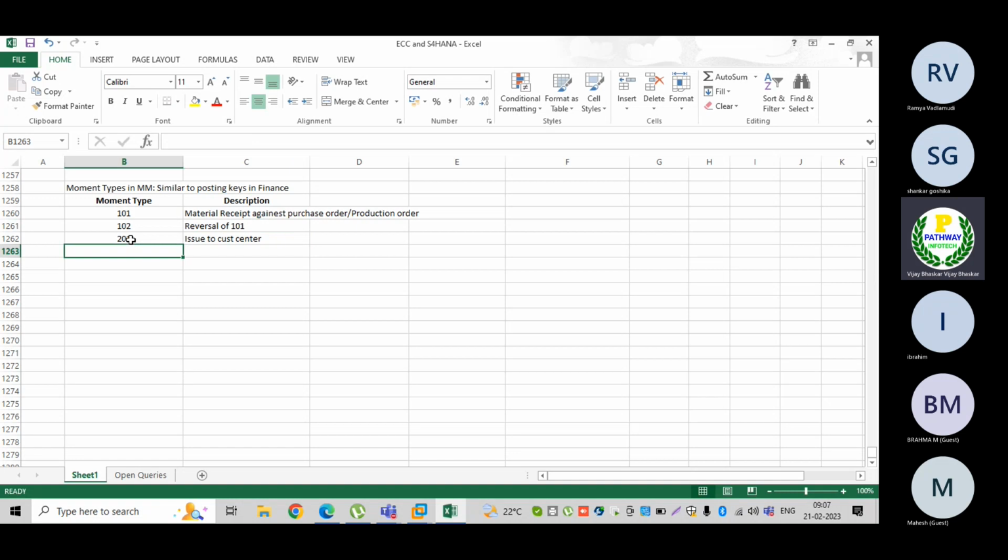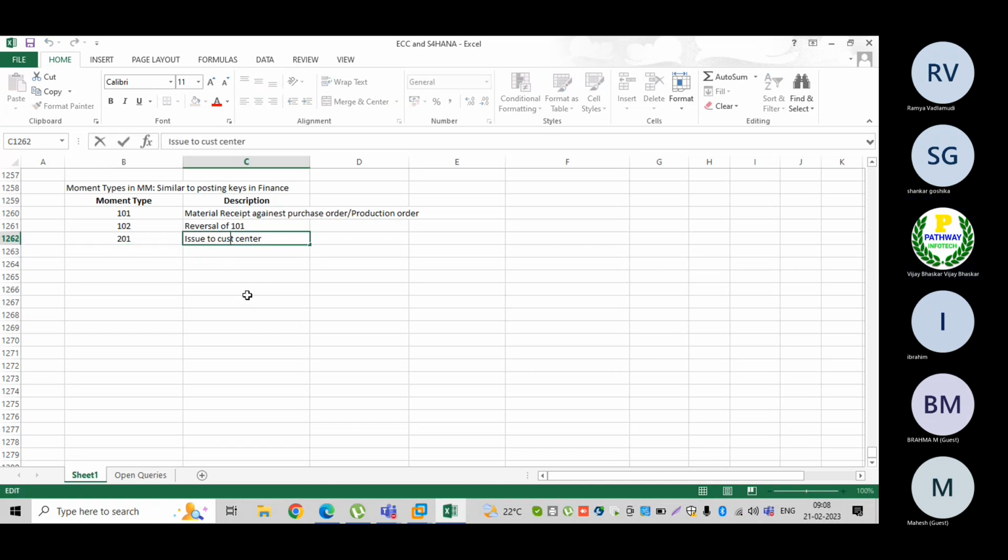Issue to cost center. Now I want to issue raw material based on a cost center. I want to identify the cost center, maybe I want to issue that raw material to a particular cost center. In that situation, I can use movement type 201. Then 202 is the reversal of 201. Remember.